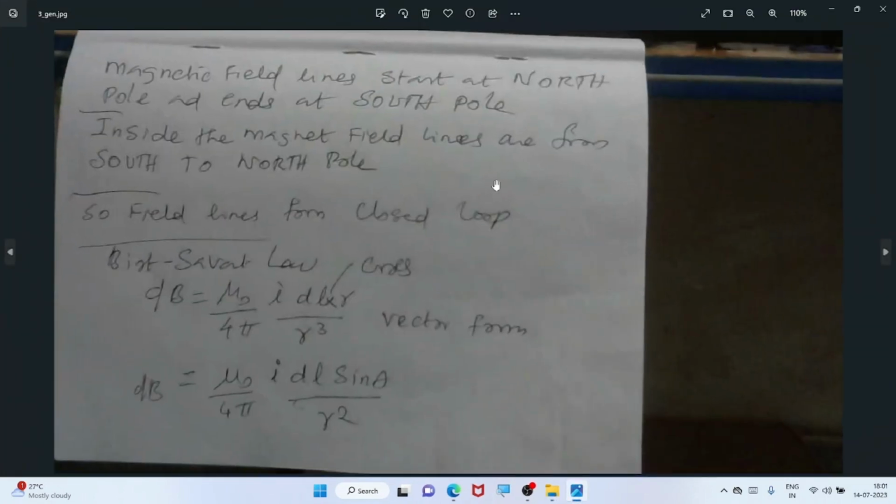Magnetic field lines start from the north pole and end at the south pole. Inside the magnet, the field lines go from south to north, and outside from north to south. So the field lines form closed loops, going inside the magnet and outside the magnet. This is the Biot-Savart law, the magnetic field due to a current element. So this is the formula. You can refer to the book also.